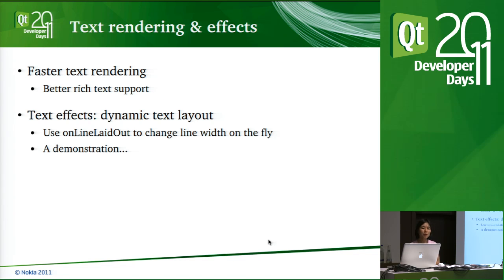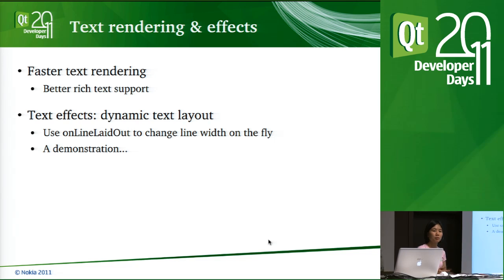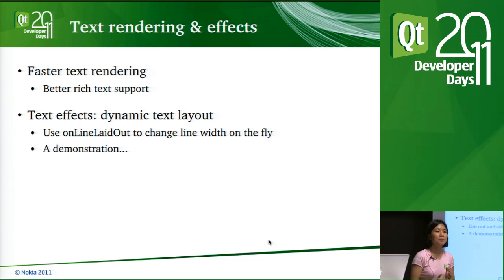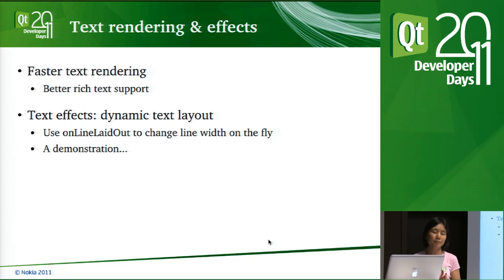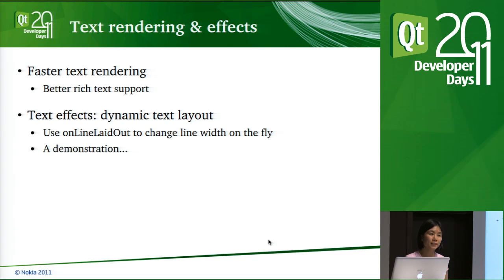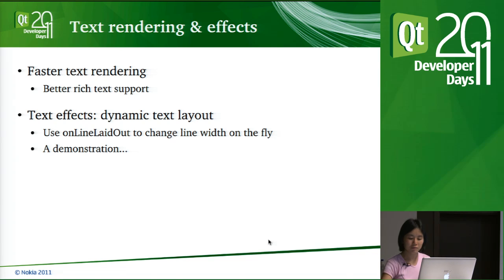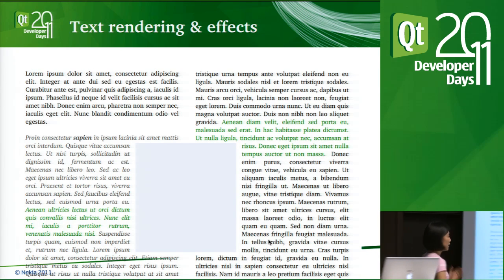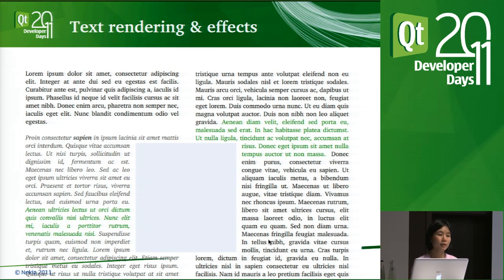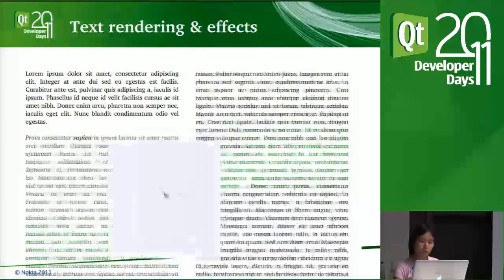And finally, we've improved the text rendering in QtQuick 2. So with the scene graph, we get some great performance boosts for text rendering and rich text rendering in particular. And we've just recently added a feature for doing some nice text effects. So you can override this onLineLaidOut signal handler to change the line width of text on the fly. I'll clarify that with a little demonstration here. So here we've got some rich text, and then we can actually use the signal handler I just mentioned to change the line width on the fly. That's just pretty neat.